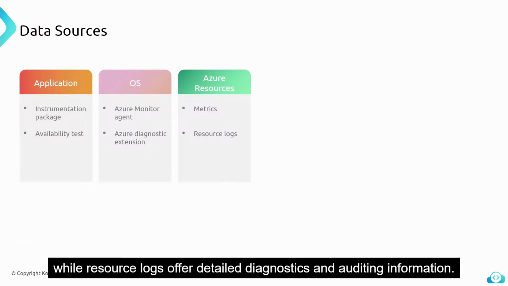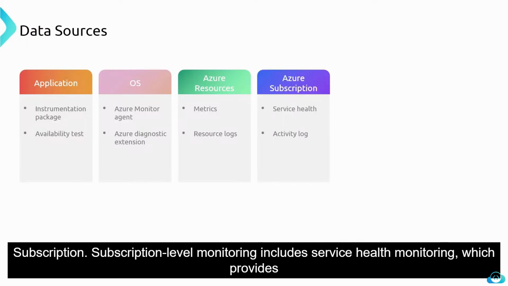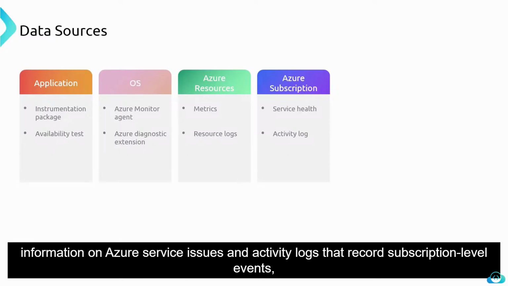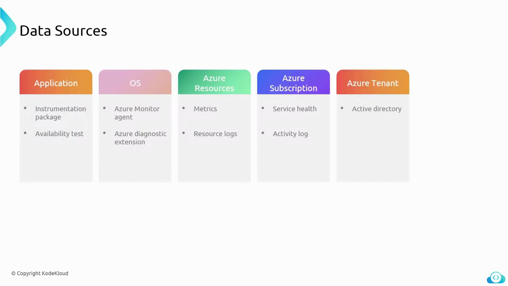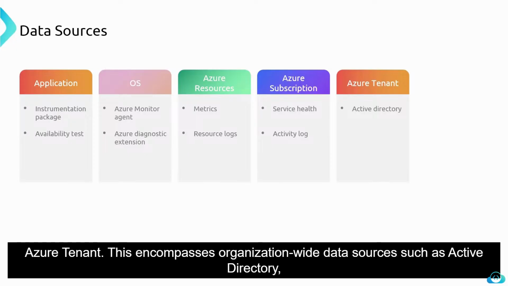Operating system. Operating system level data is captured by Azure Monitor Agent and diagnostics extensions, providing insights into the performance metrics and operational events of the virtual machines. Azure resources. These are the resources running in Azure, such as virtual machines, databases, and storage accounts. As we mentioned earlier, with the help of metrics, we can get some performance indicators, while resource logs offer detailed diagnostics and auditing information.